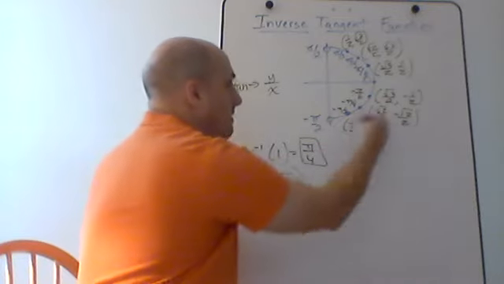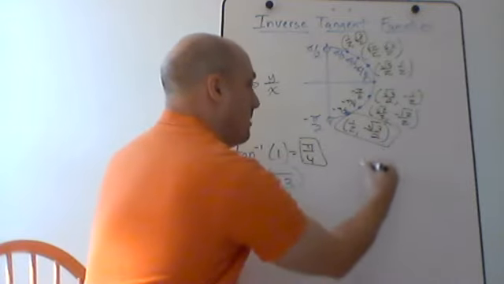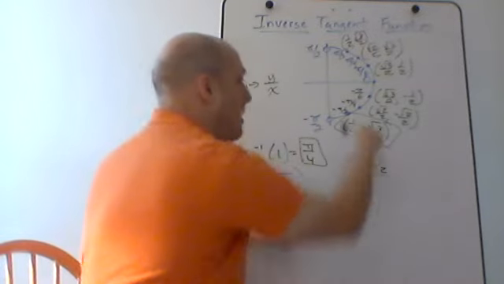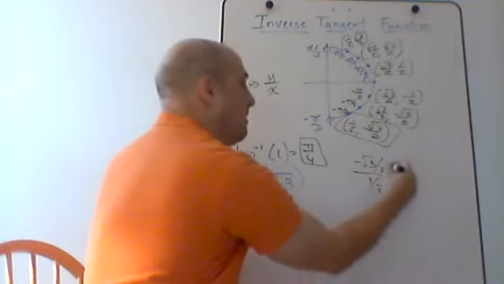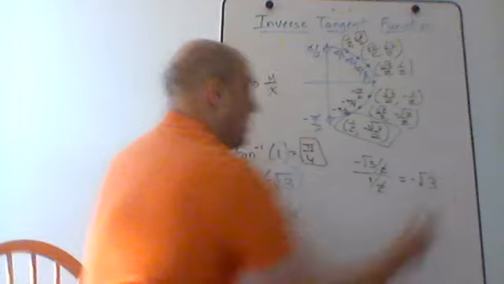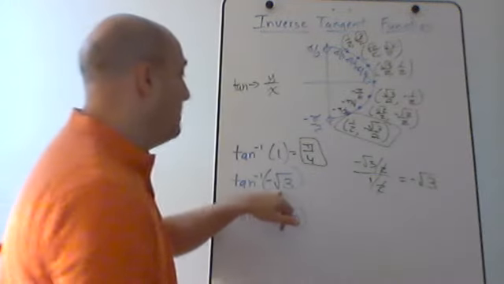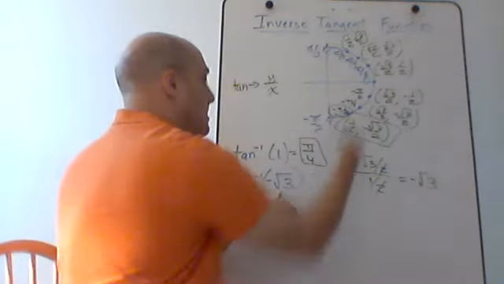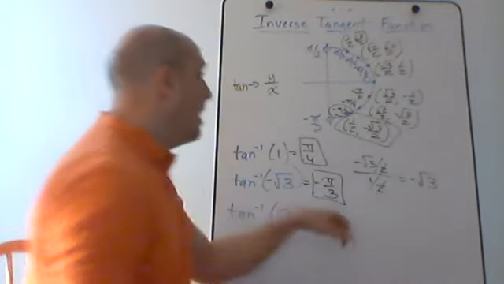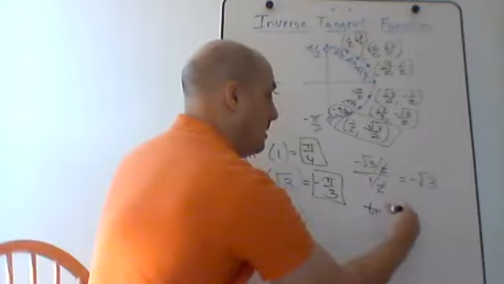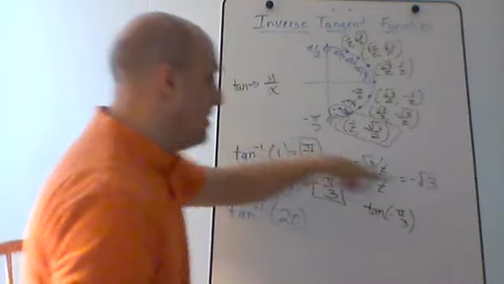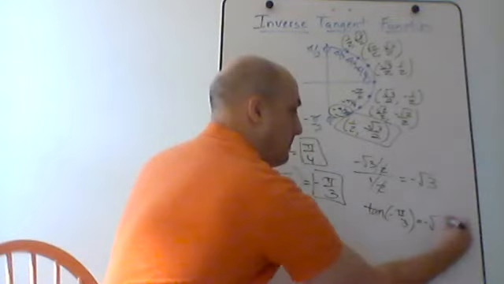Right, the negative pi over 3, because if I do the y coordinate, negative root 3 over 2, I want that negative root 3 on top, and the 1/2 on the bottom, the halves cancel out, and then negative root 3 over 1 is negative square root of 3. So the tangent inverse of negative square root of 3 is negative pi over 3, because if I do the tangent of negative pi over 3, and I do y over x, I get negative square root of 3.